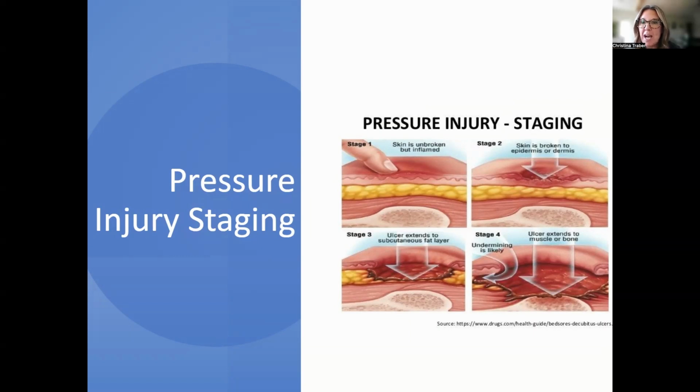Stage two is that top layer of the dermis is open. Stage three, that ulcer is going to extend into the subcutaneous fat. And stage four is when it's going to extend into the muscle or bone, and there might be more likely to have undermining or tunneling surrounding it.